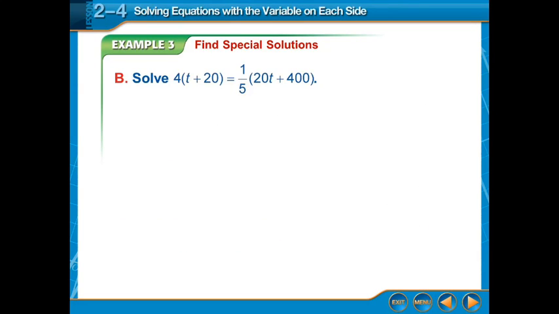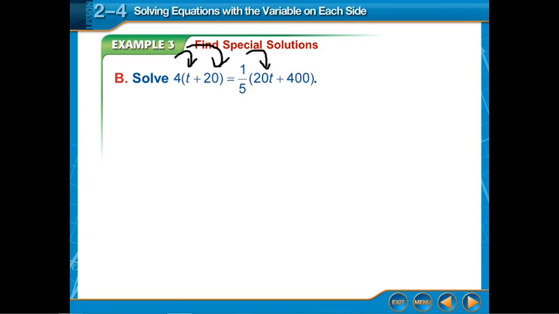Alright, let's look at this one. You have 4 times t plus 20 equals 1/5 times 20t plus 400. And I'm asking myself first, can I take 20 and divide it by 4? Can I take 20 and divide it by 5? And can I take 400 and divide it by 5? If so, in this case, distributive property is easier than multiplying by any reciprocal. So I'm going to multiply and use distributive property.